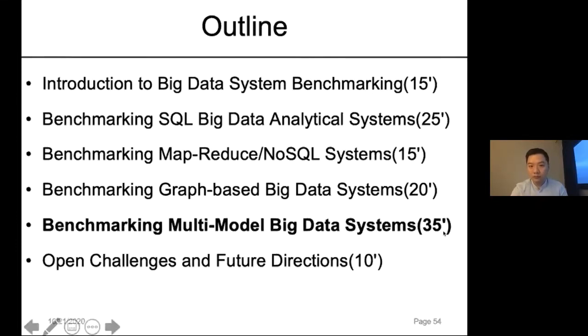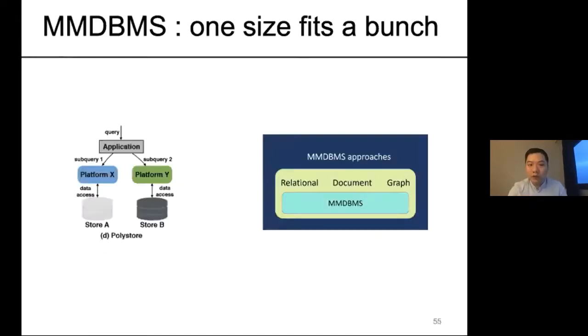Okay, so next I will introduce multimodal database benchmarking. Particularly, I will focus on our benchmarking system UniBench, which is a multimodal database benchmark.